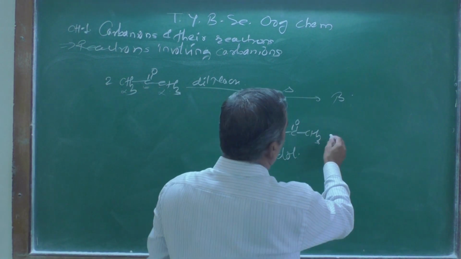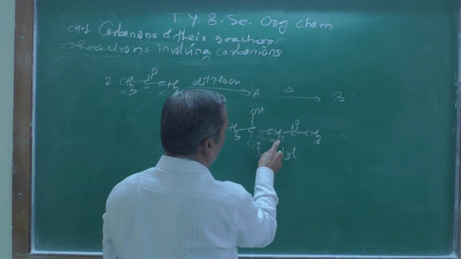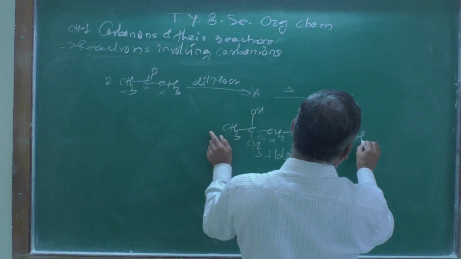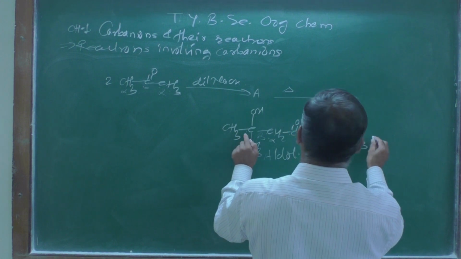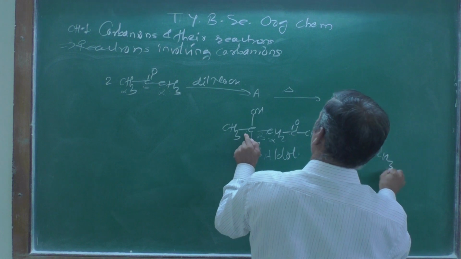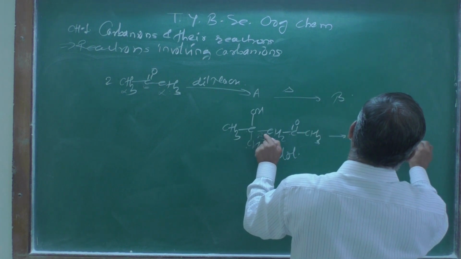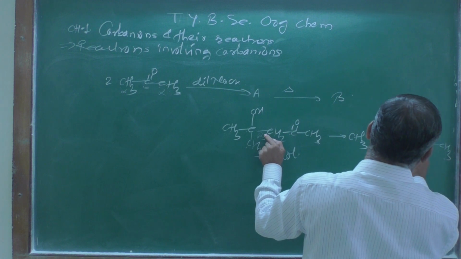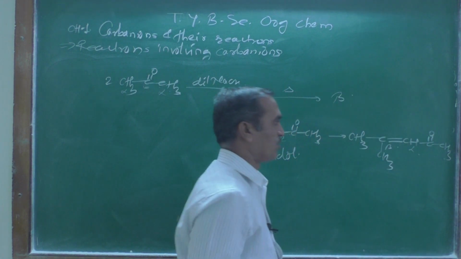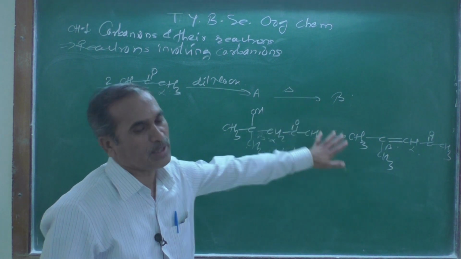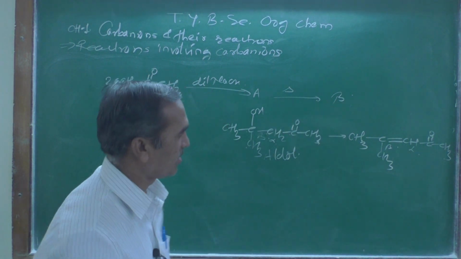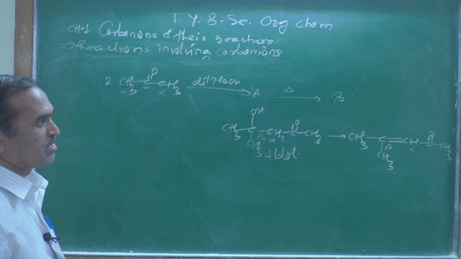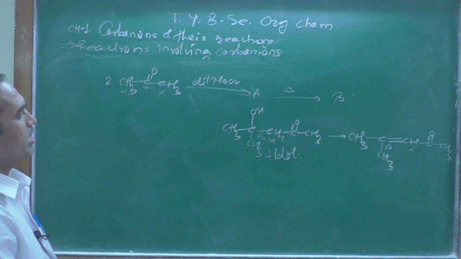And when heated, what are we going to get? The alpha hydrogen from here and OH from here are removed. You are going to get CH3 over here, then this CH3, now the double bond here, and CH, C double bond O, and the CH3. This is the alpha beta unsaturated compound, and therefore this is the product B. Understood this one? And these are the applications of the simple aldol condensation reaction.